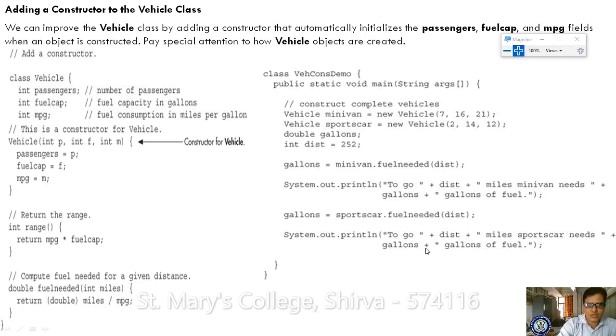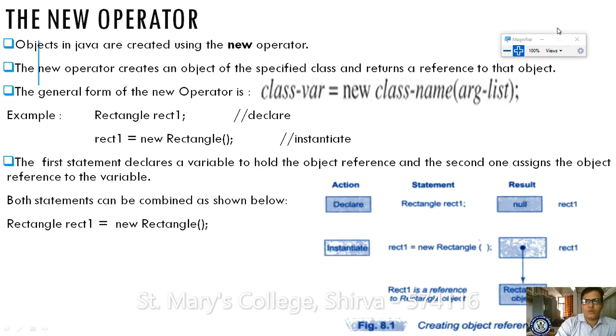Got it? Yes. Now our next concept is the new operator. We are already familiar with the new operator. By using this new operator, you are creating the object. Objects in Java are created using the new operator. The new operator creates an object of the specified class and returns a reference to that object.